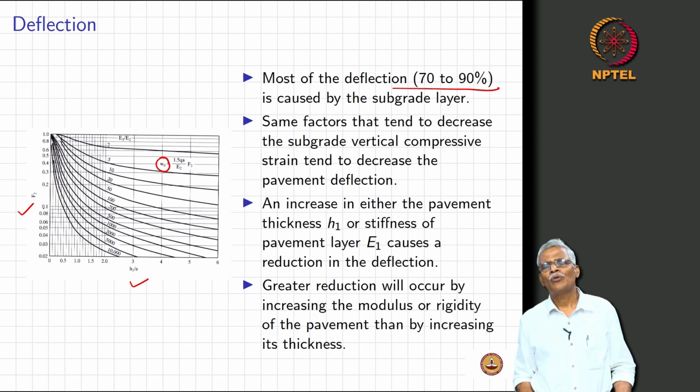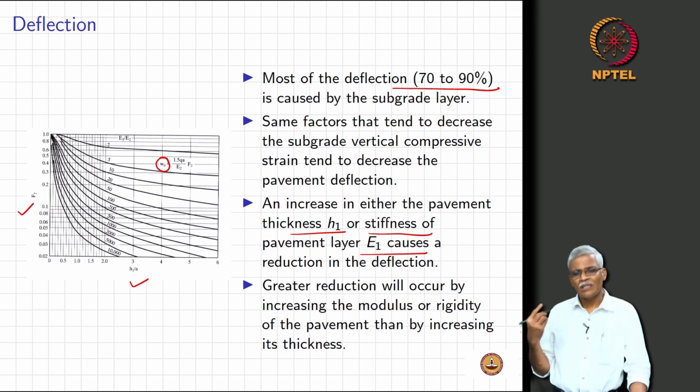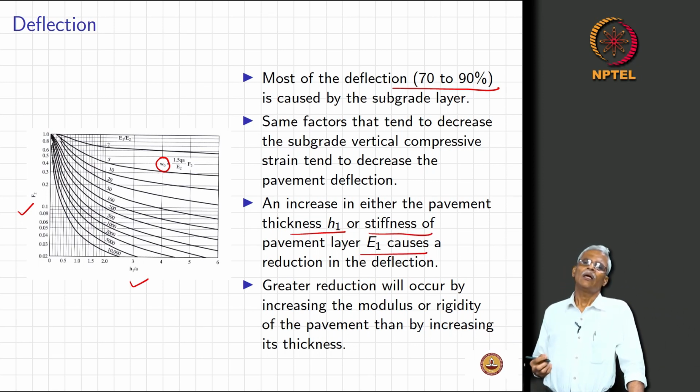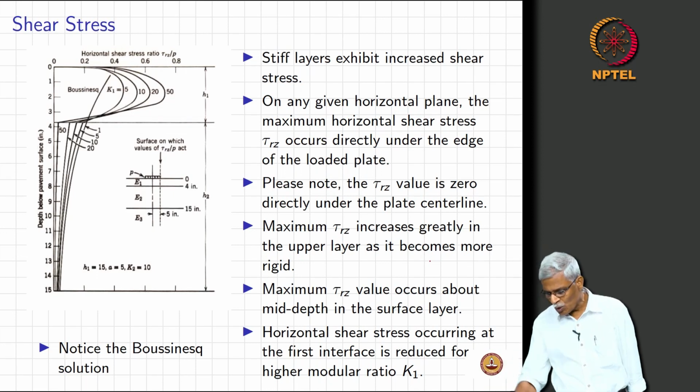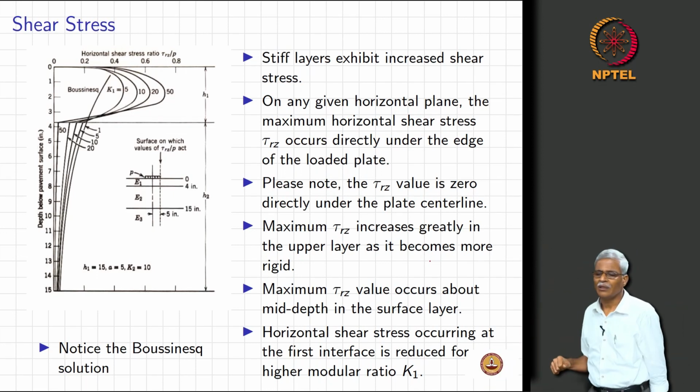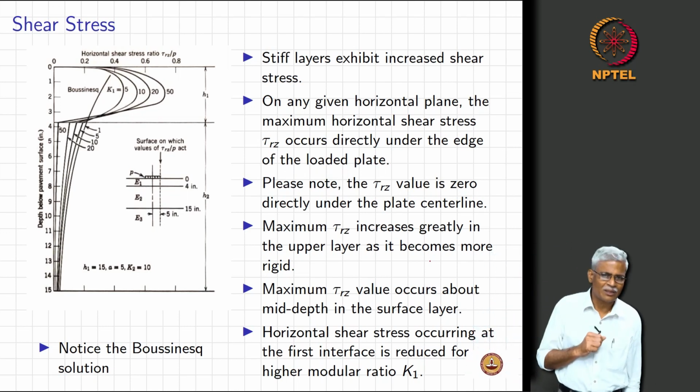So, now if you really want to reduce the deflection, you can either increase the thickness H1 or increase the stiffness. In the same way that I mentioned earlier, you can have increased reduction of pavement deflection if you increase the modulus value rather than increasing the thickness. Now, when you do all these things, then it becomes slightly interesting, because the next design concept addresses this issue.